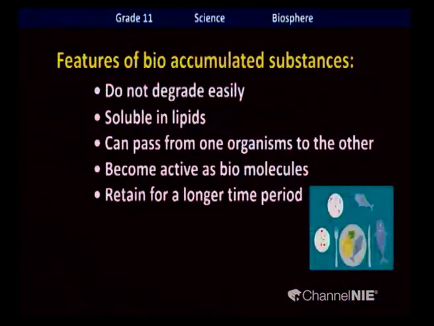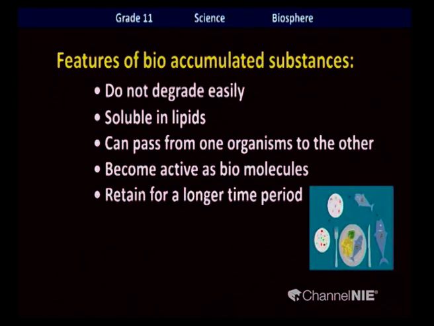Number 1, they do not degrade easily. So these chemicals are stable. If the chemical is stable, it is retained without degrading for a longer period. Then they are lipid soluble, so they can dissolve in fat in your body. Therefore, they are not expelled from your body through urine or sweat. In other words, through the excretory products, these toxic pollutants are not expelled. Therefore, they are retained in your body for a longer period, and they are fat soluble or lipid soluble.